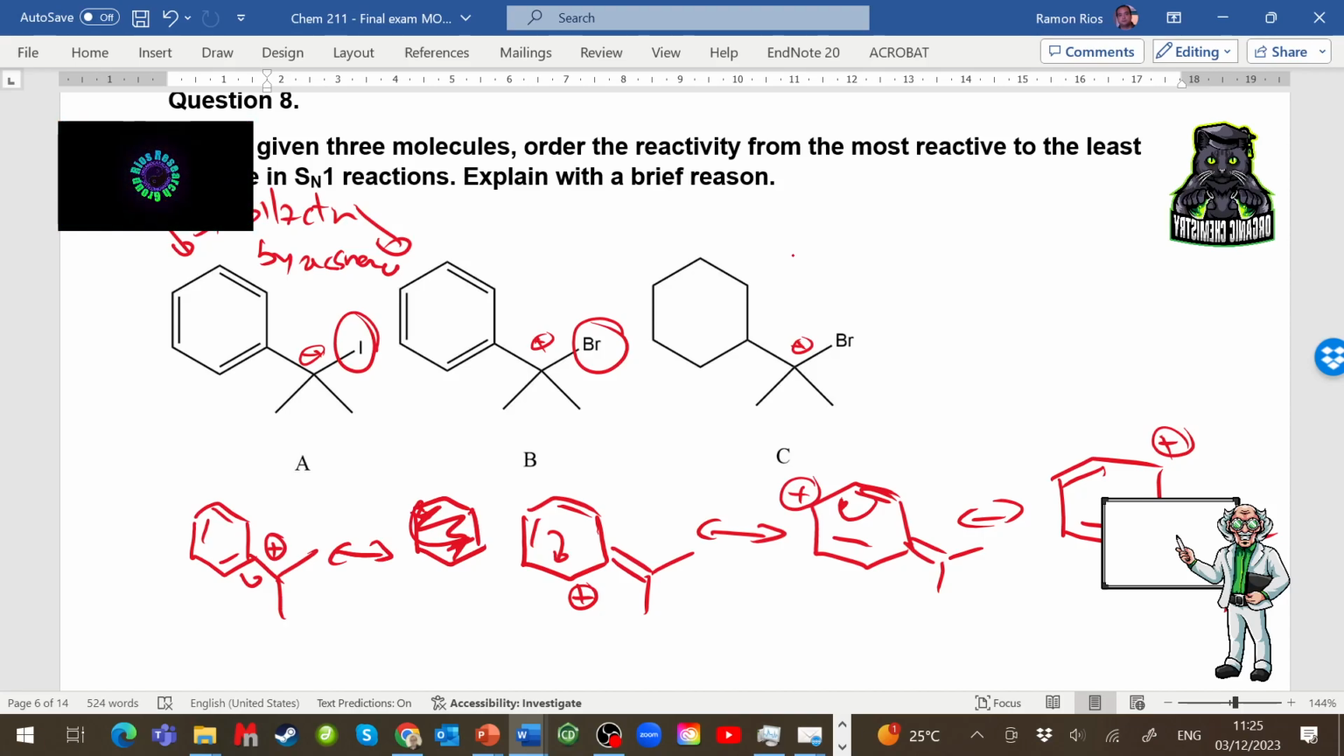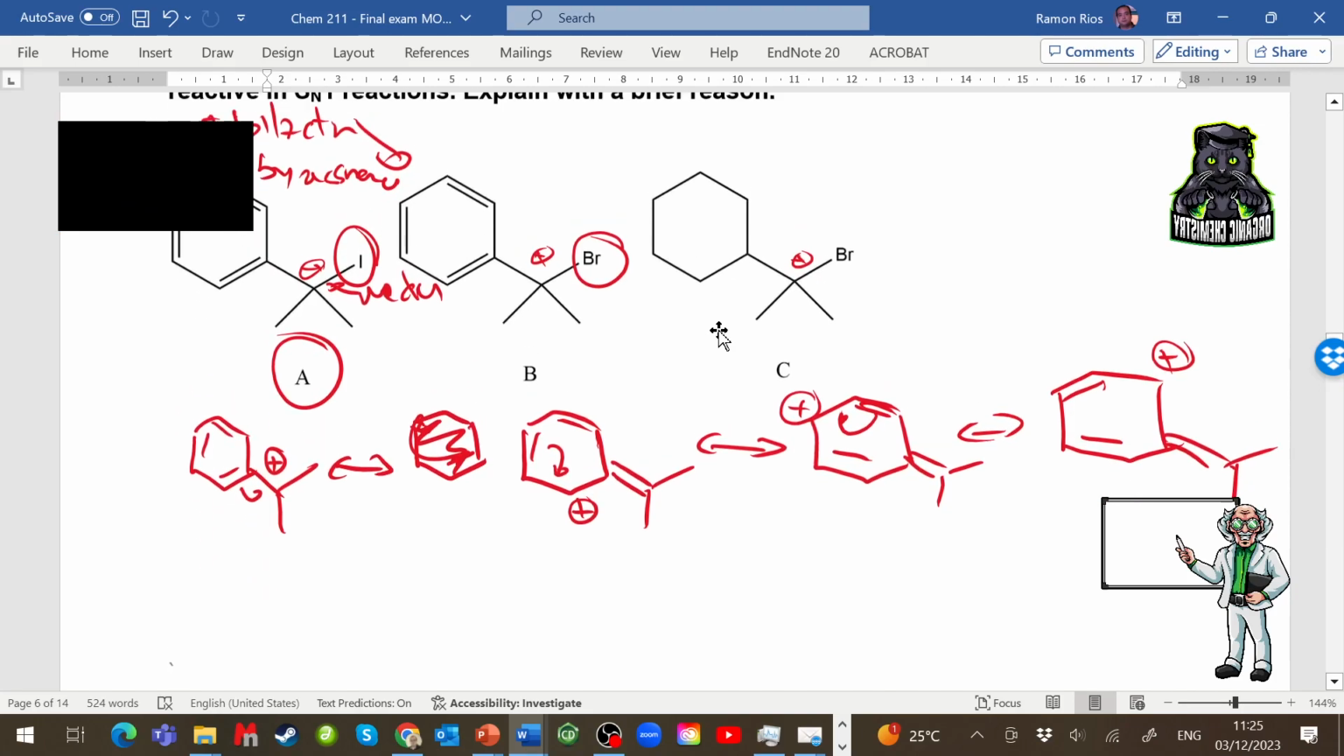Well, remember that the leaving group is about how easy it is to break the carbon-halogen bond. Remember that iodide is bigger than bromide. That means the overlapping between the carbon and the iodide will be worse. That means that this bond will be weaker. If the bond is weaker, okay, the carbon-iodine bond is weaker, it will be easier to break. That means that A will be the better substrate to do SN1. Okay?